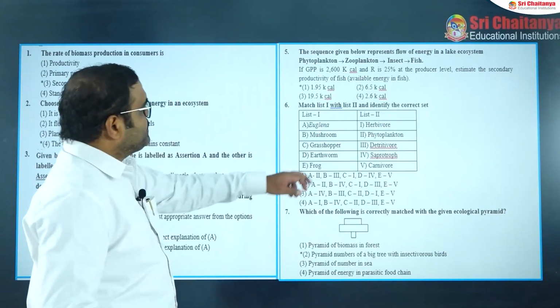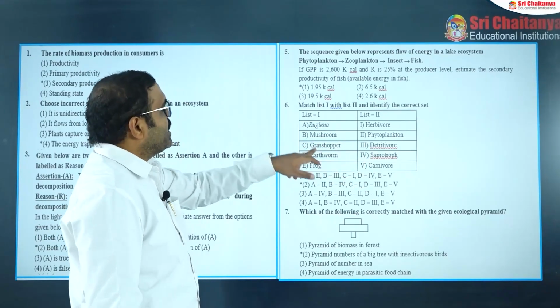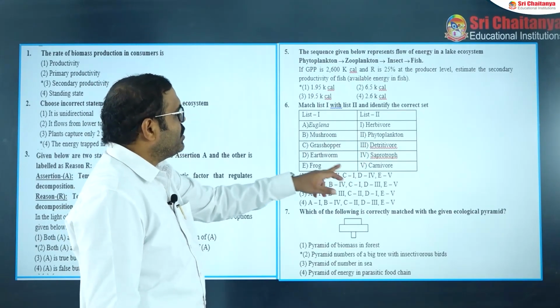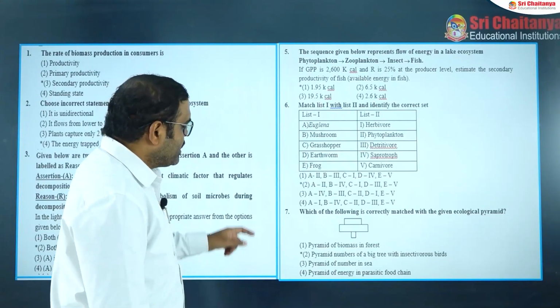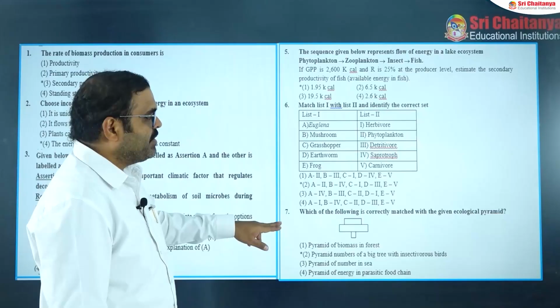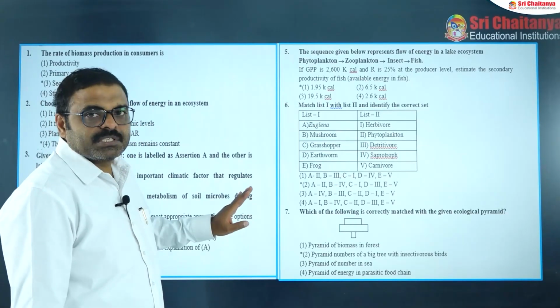Then next one is Euglena, phytoplankton. Euglena is phytoplankton, mushroom is saprotroph, grasshopper is herbivore, earthworm is detritivore, frog is a carnivore. Next, which of the following correctly matches with the given ecological pyramid? This pyramid is a big tree with insectivorous birds.